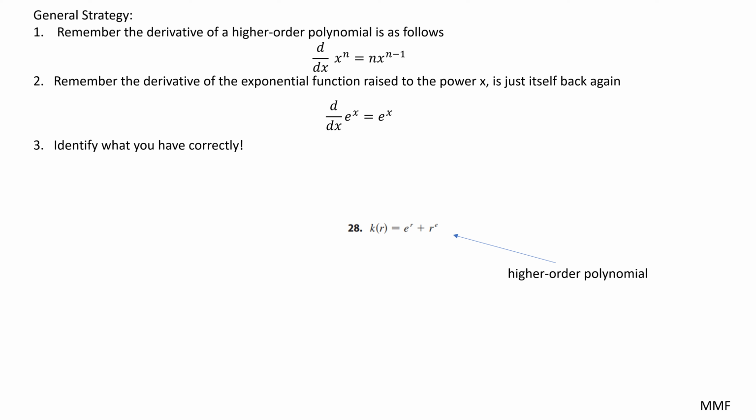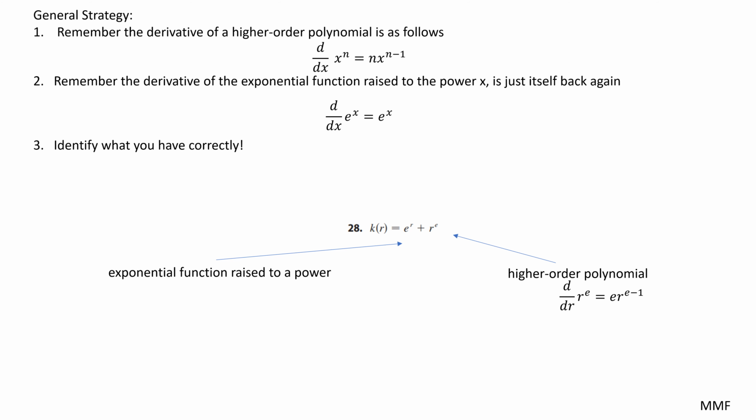So looking at our problem, we have a higher order polynomial on the right, because when you're taking the derivative, r is basically playing the role of x in most of these derivative problems, and it's raised to some power. On the left, you have the exponential function raised to the power of r. So how do you treat this?